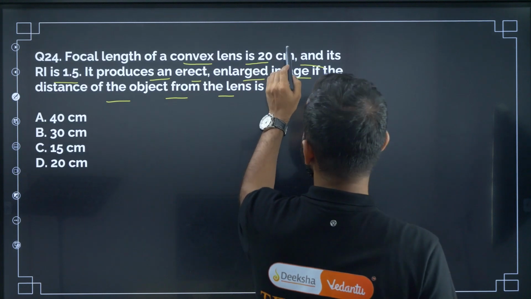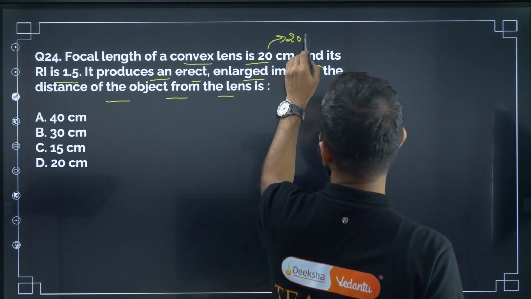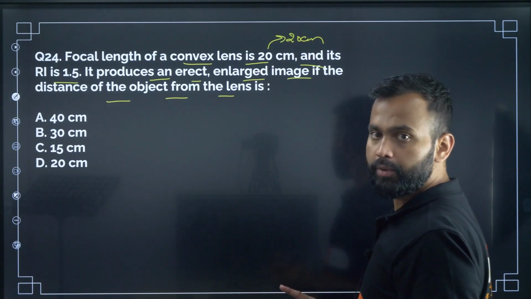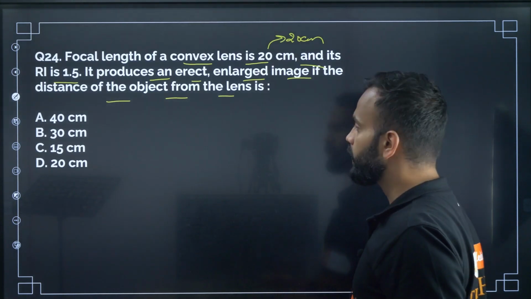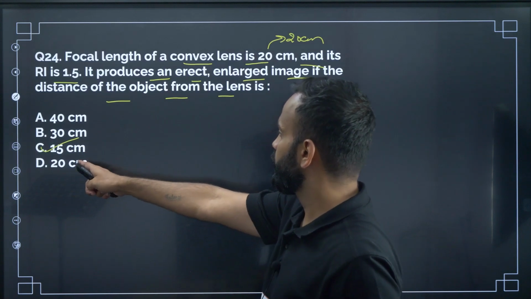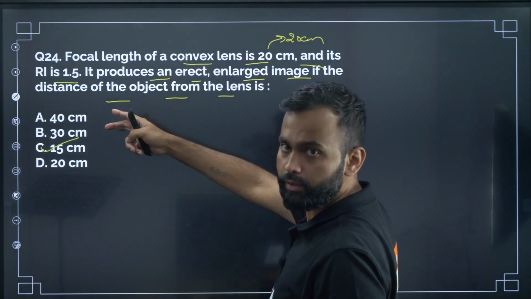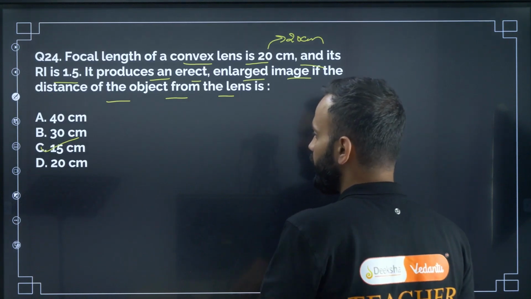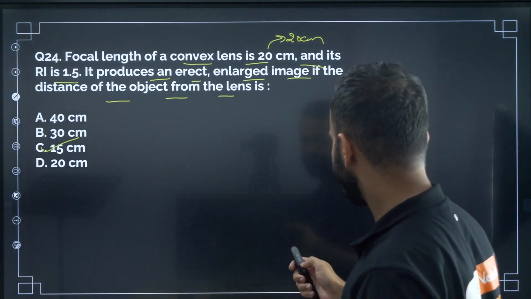So what is the focal length of the convex lens? 20 centimeter, right? So the object has to be placed between 0 and 20 centimeter. So that is 15 centimeter, which is less than 20, right? So option C is the correct answer.